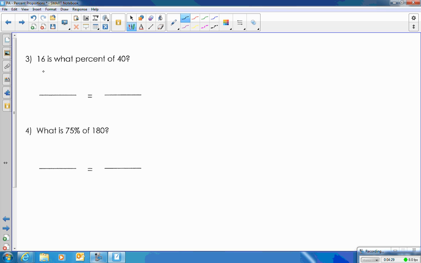So here's another example. It says 16 is what percent? I don't know what the percent is, but I do know that percents are always over 100. Now it's telling me 16 is the percent, so 16 and the percent should be across from each other. Of, remember I always insert the total, of the total 40. Where do totals go? On the bottom. This is always your part. This is always your whole, in other words, total. So again, we're going to cross multiply to create our equation.